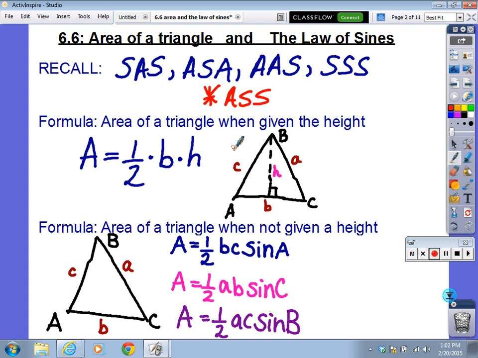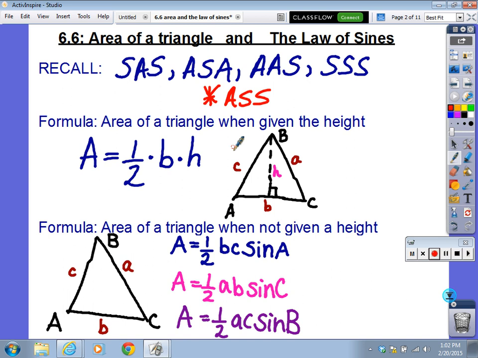So now, a lot of you, like I said, have seen this. I mean, yes, you've definitely seen this. So a lot of you are saying, well, I already know how to find the area of a triangle. And yes, you do. But you only know how to find the area of a triangle when you're given the height. So looking at this, we know the area of a triangle, as long as we have the height, is 1/2 times base times height. So that was for given this height, this altitude drop down. So given this height, we can use this formula.